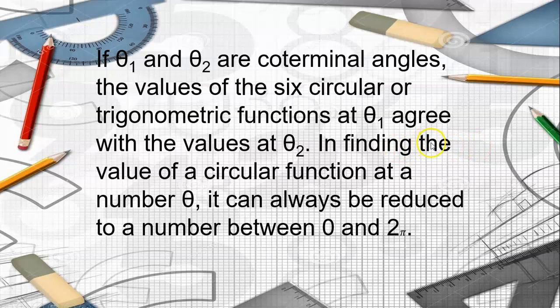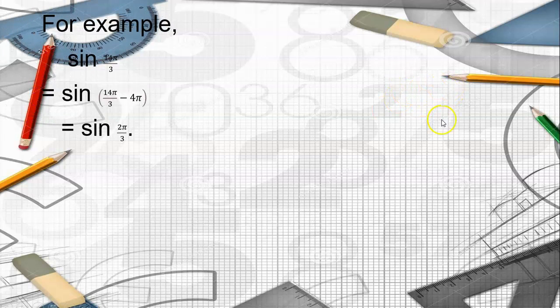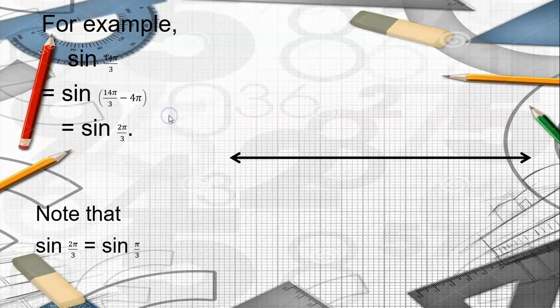In finding the value of a circular function at a number theta, it can always be reduced to a number between 0 and 2 pi. For example, we're going to find the value of sine 14 pi over 3, which is equal to sine of 14 pi over 3 minus 4 pi, which is equal to sine 2 pi over 3. Take note that sine 2 pi over 3 is equal to sine pi over 3.